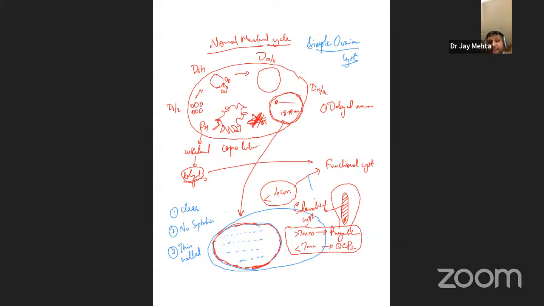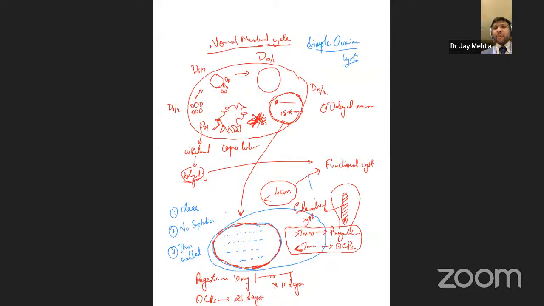Understand, if the thickness of the endometrium is more than 7 millimeter, you must give progesterone. Progesterone is the standard progesterone. You need to give 10 milligram, one in the morning, one in the evening for around 10 days, following which there will be withdrawal. And if the endometrial thickness is less than 7 millimeter, you can give any oral contraceptive pill for 21 days. That's it, right?